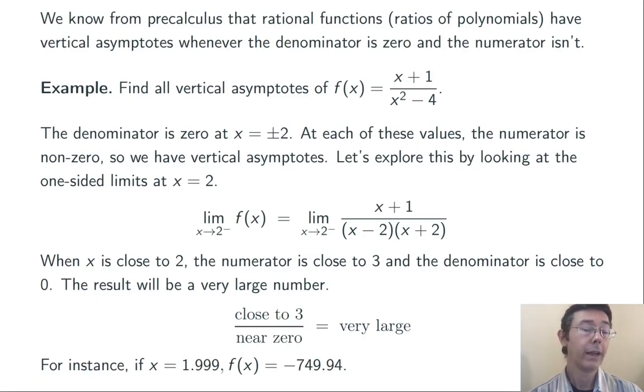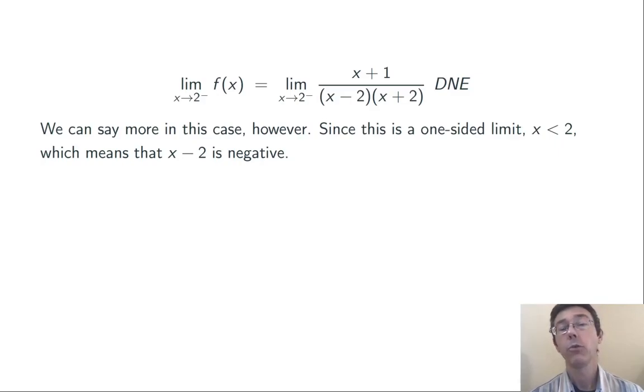For instance, when x is 1.999, f of x is negative 749.94. Therefore, we know that this limit is going to not exist. It's going to grow without bound in one direction or the other. In this case, we can say more, though.